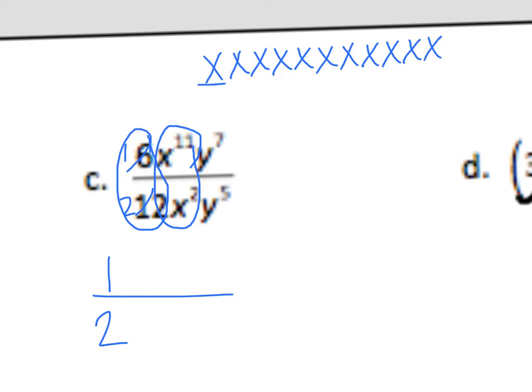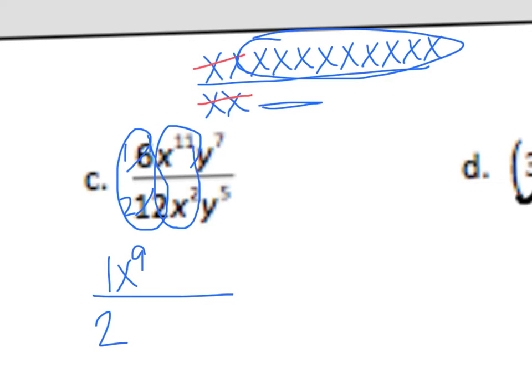So I have 11 x's on the top, I have 2 x's on the bottom. So if I cross out 2 on the top and 2 on the bottom, I have nothing left on the bottom as far as the x's go. But that means I have 9 x's in the top left, because there's 9 in the top here and nothing is left on the bottom.